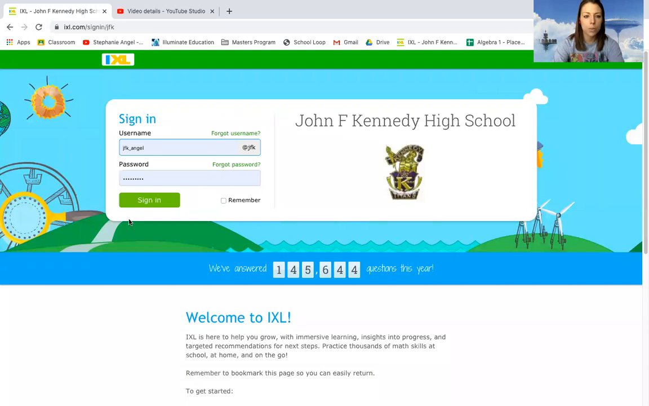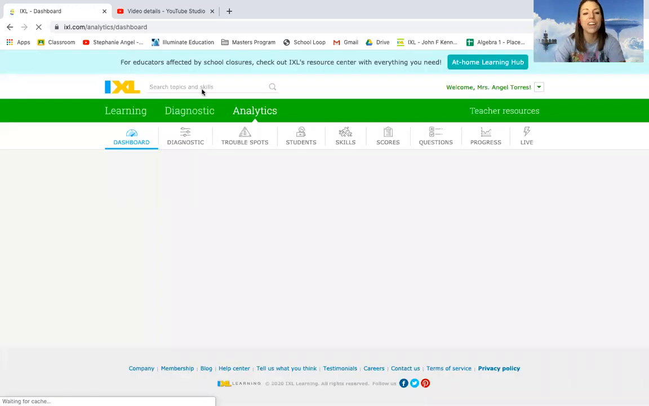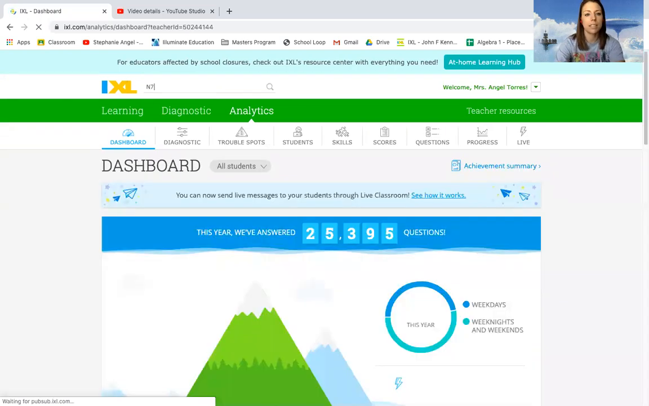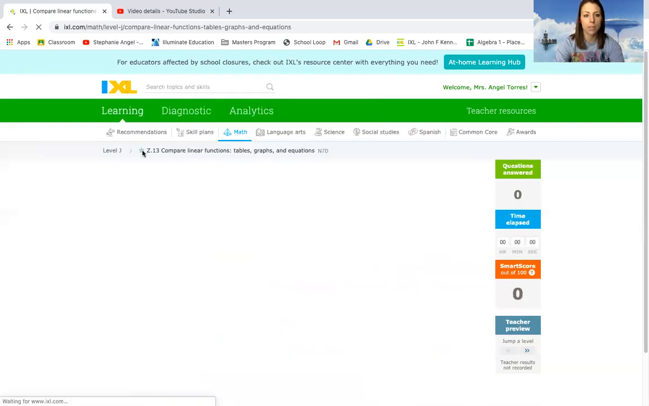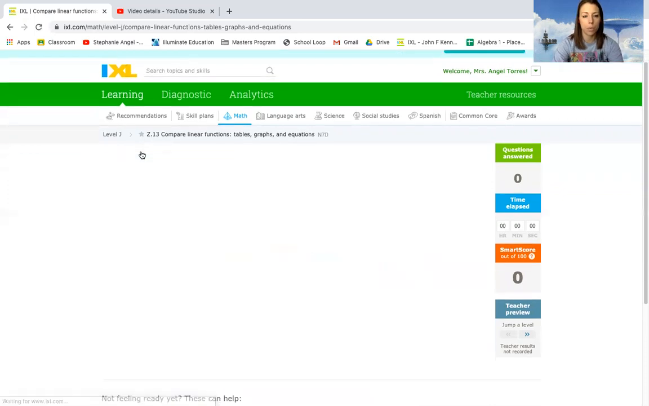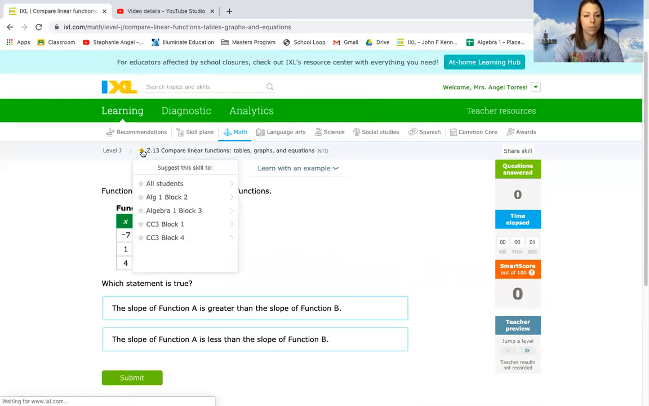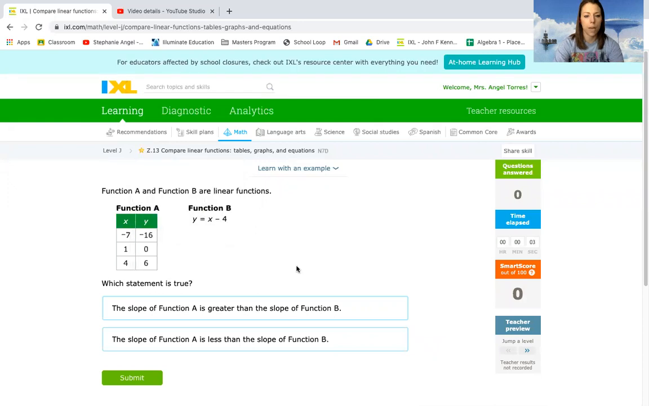So here we go. Okay, so once you log in, your IXL code today is going to be N7D. N, the number 7, and D. It's called Compare Linear Functions, Tables, Graphs, and Equations. So when you click on that, it's also going to be in your recommended skills, because I'm going to go ahead and recommend that for you as soon as this opens. There we go. So we're going to recommend that for both of you guys.